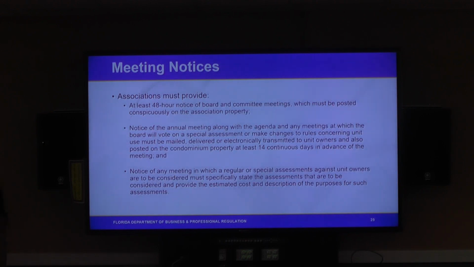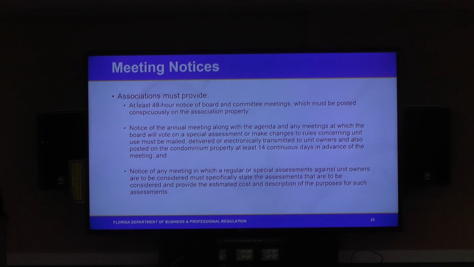Meeting notice. The association must remember unit owners have certain rights. Therefore, it is the responsibility of the association to know what those rights are. Since unit owners have the right to meetings, the association must provide at least 48-hour notice of board and committee meetings, which must be posted conspicuously on the association property.